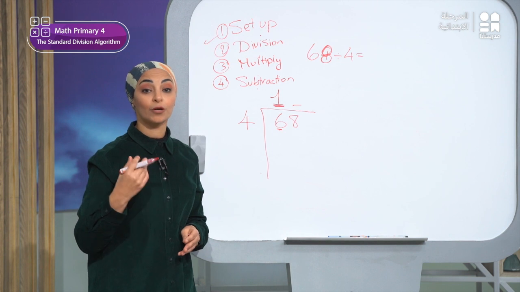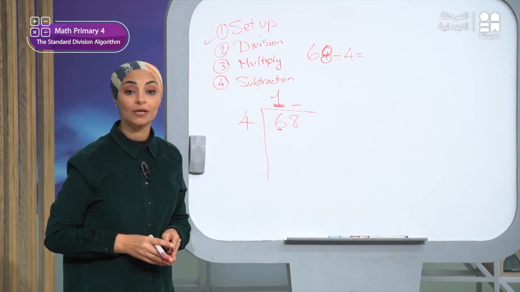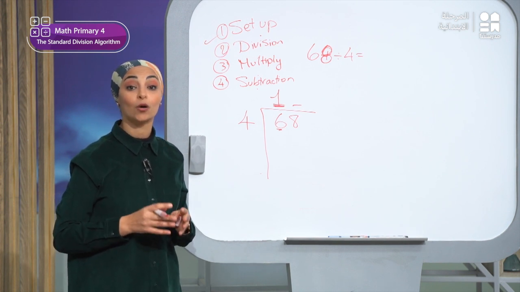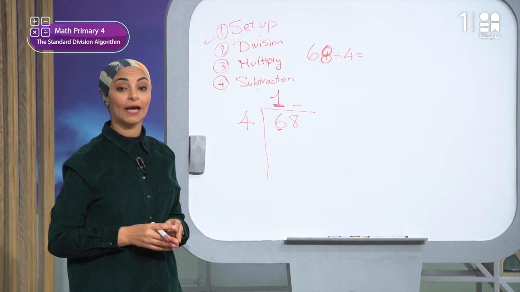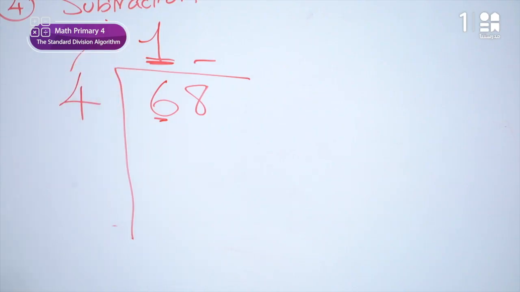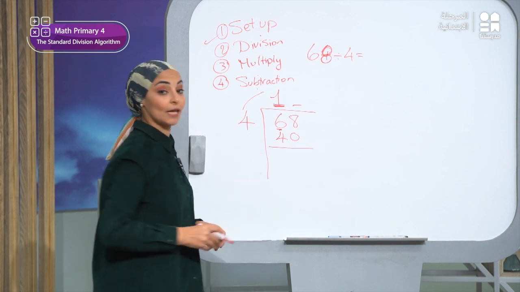Okay, now before multiplication, please note that the one we wrote in the answer is the quotient of the tens. Its value is 10. Now what will I do? I will do 4 times 10. Okay, 4 times 10 equals what? Yes, 4 times 10 equals 40. So I will write 40 here under 68.